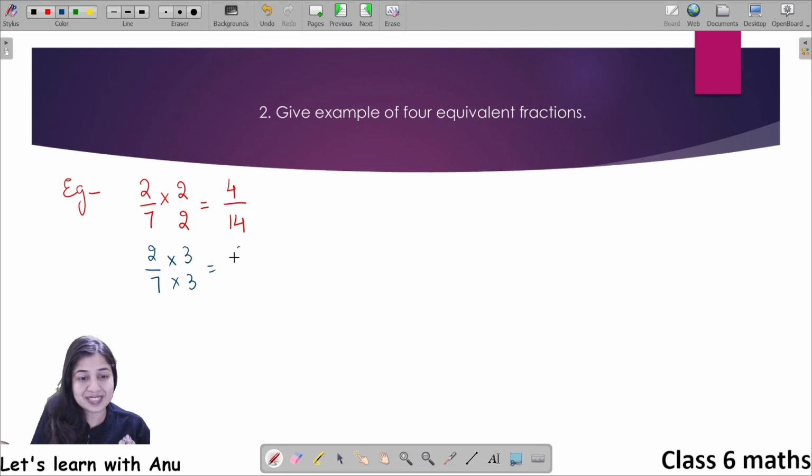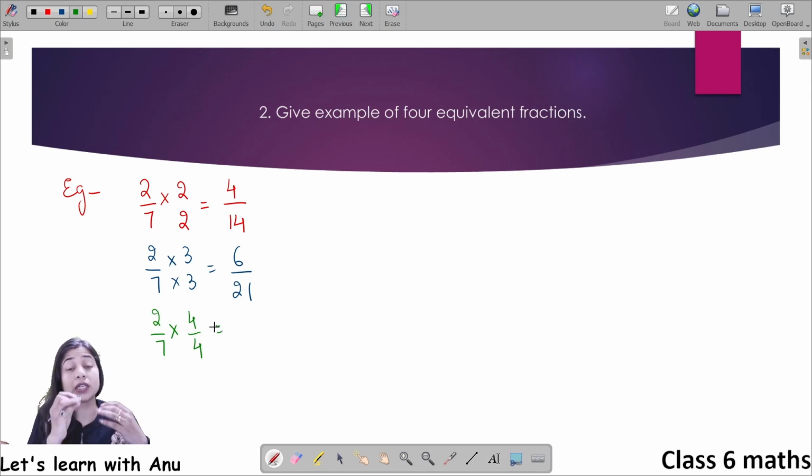So 2 into 3 is 6, 7 into 3 is 21. Let's obtain the third equivalent fraction of 2 by 7 by multiplying it with 4. We can choose any number for multiplication or division. So 2 into 4 is 8, 7 into 4 is 28.